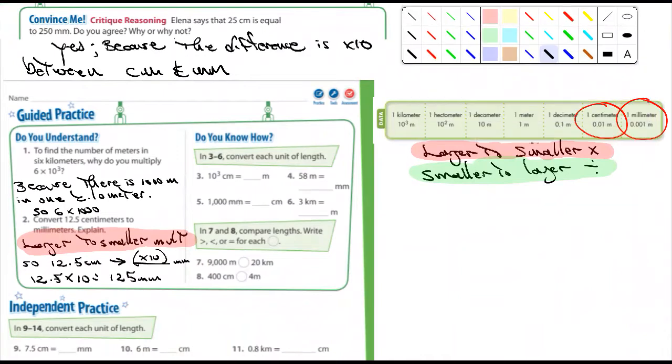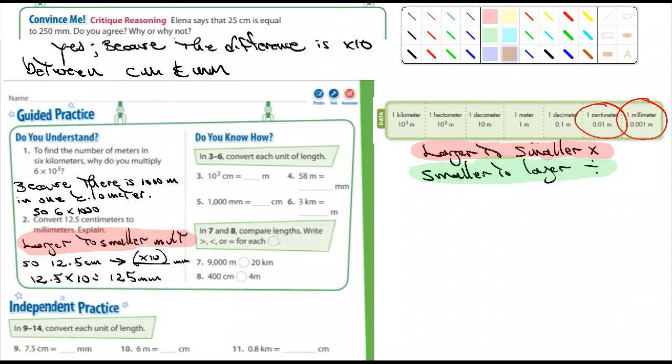Let's look at number 1 here, under do you understand? It says to find the number of meters in 6 kilometers, why do you multiply? Because there's 1,000 meters in 1 kilometer, so 6 times 1,000. I went ahead and wrote that down for you, because there's 1,000 m in 1 kilometer. So 6 times 1,000.